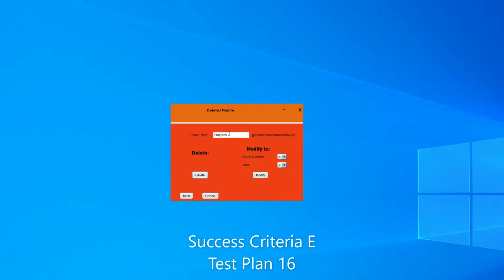To delete the booking, we'll take the example of Nicolas' email at 20 Nicolas, where he made the booking for room C at 12 o'clock. A delete message and success message will be displayed after its completion.